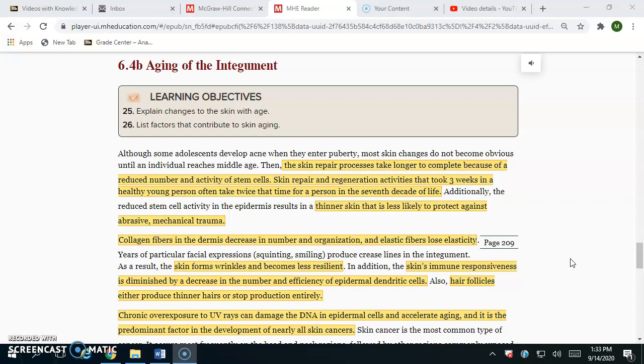So that is our aging of the integument, things that you should be aware of, and we will talk about the aging of other body systems as well, other tissues as we go through A&P. It's good to know why those things happen, and sometimes there are things we can do to slow it down or control it a little bit, but inevitably they'll eventually get you.